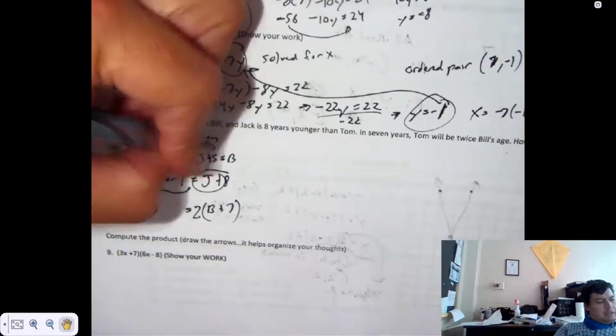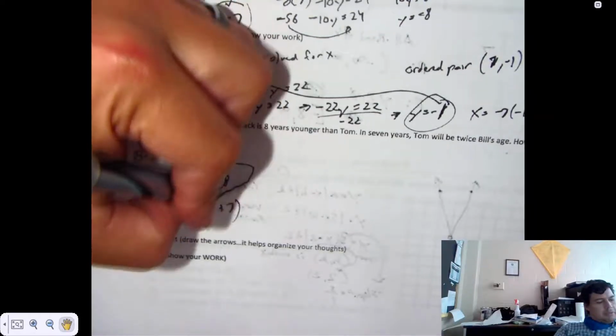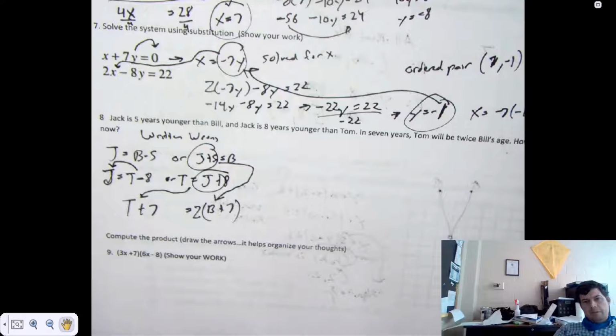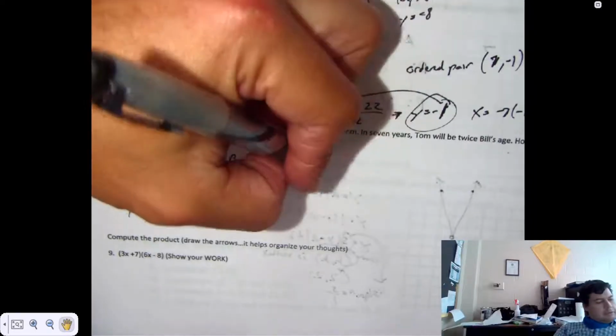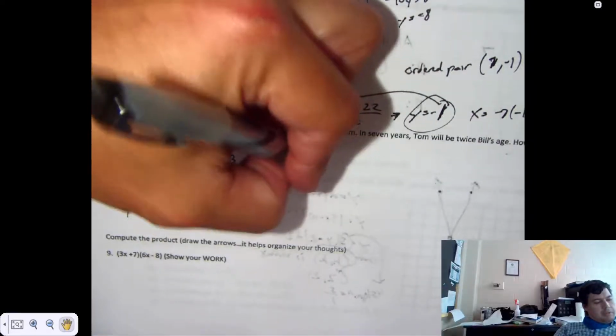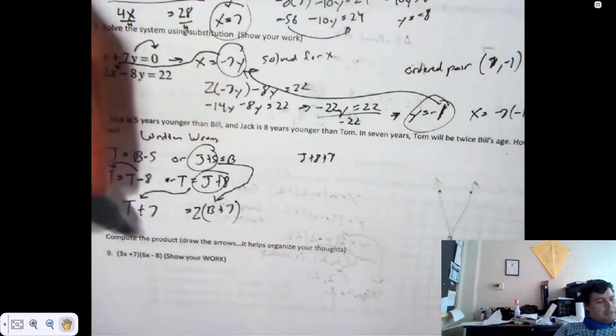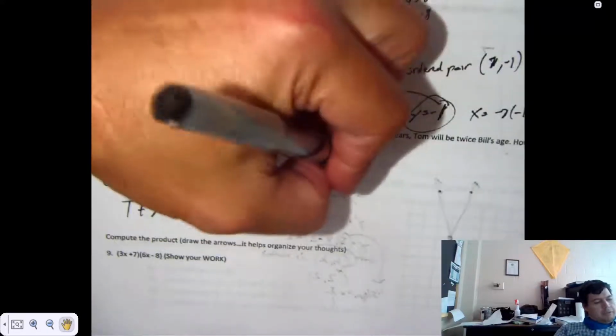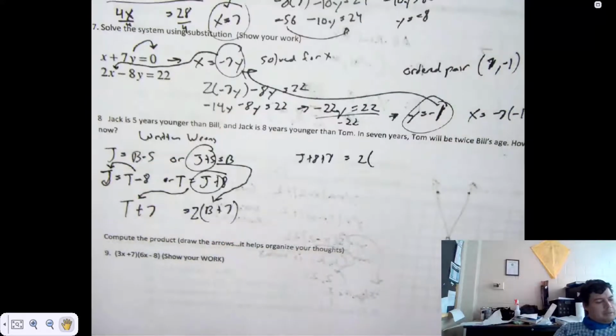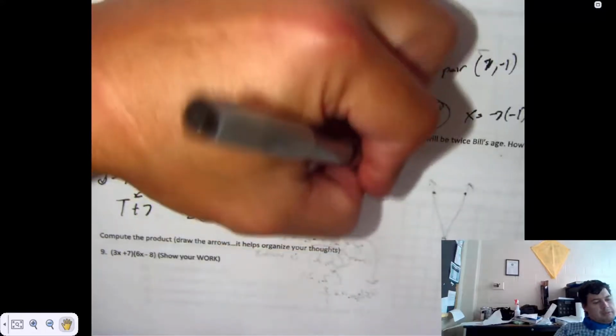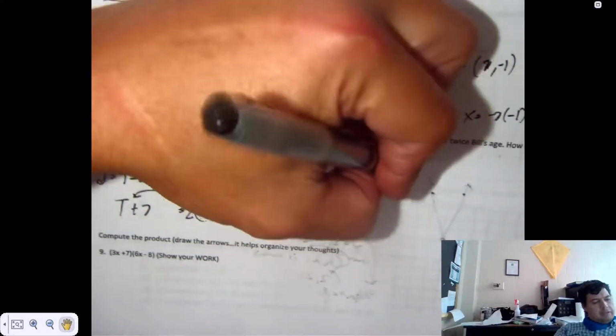Now, everywhere I see a Tom, I can put in a Jack plus 8. And everywhere I see a Bill, I can put in a Jack plus 5, because the goal is to get to one single variable. So that first equation is Jack plus 8 plus 7, because I replaced that with Jack plus 8, equal to twice Bill. Bill is Jack plus 5. And then I have that plus 7 left over.